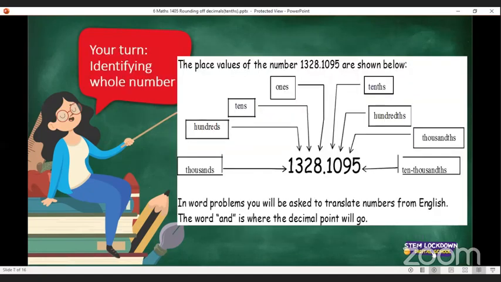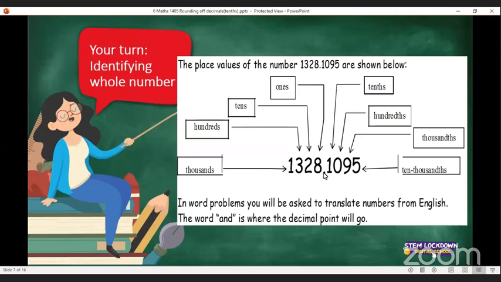All right. Soon, this is going to be your turn. We are going to do an exercise. Here, the place values of the number 1,328.1095 are shown below. All right. So I want you to take a look at the place values that I've just said on the previous slide.